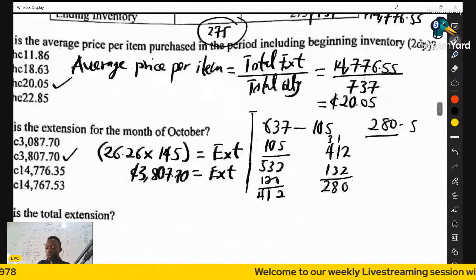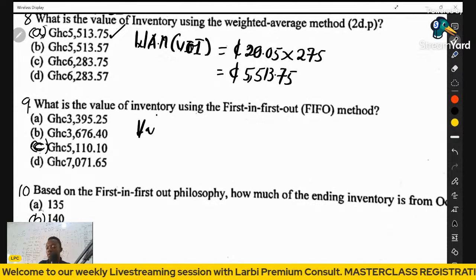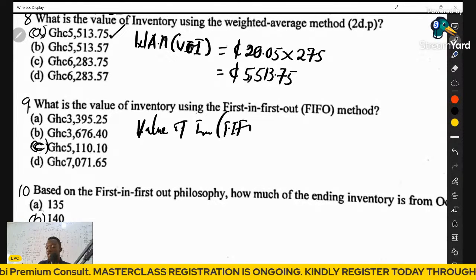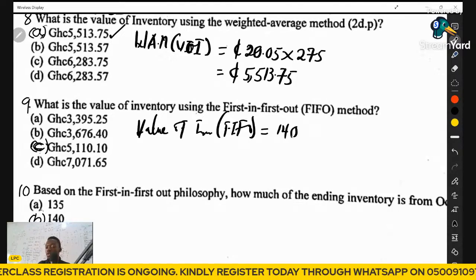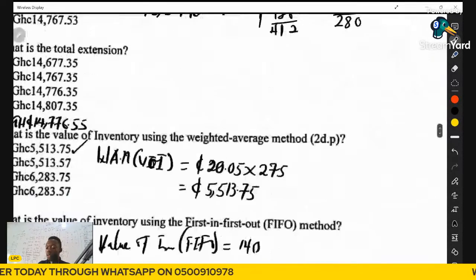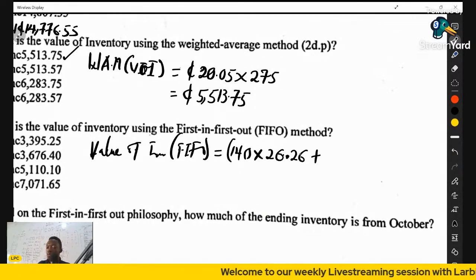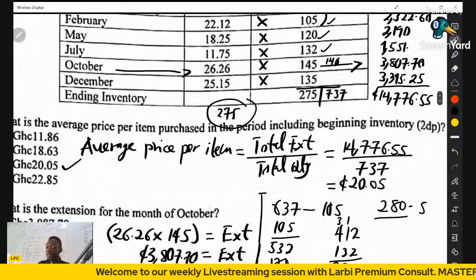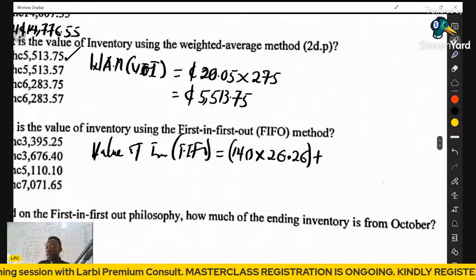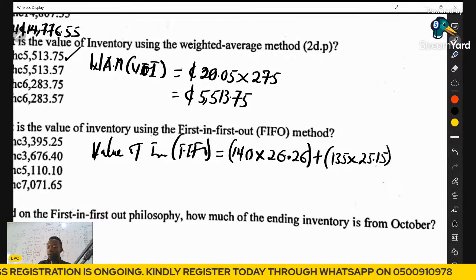Okay. So once we know that, then we'll come here, and we'll say that therefore our value of ending inventory, using first in, first out, should be equal to 140 from October, multiplying the unit price of 26.26, plus 135 from December, multiplying the unit price of 25.15. So we add that one to it. So what are we getting for 135 multiplying 25.15?